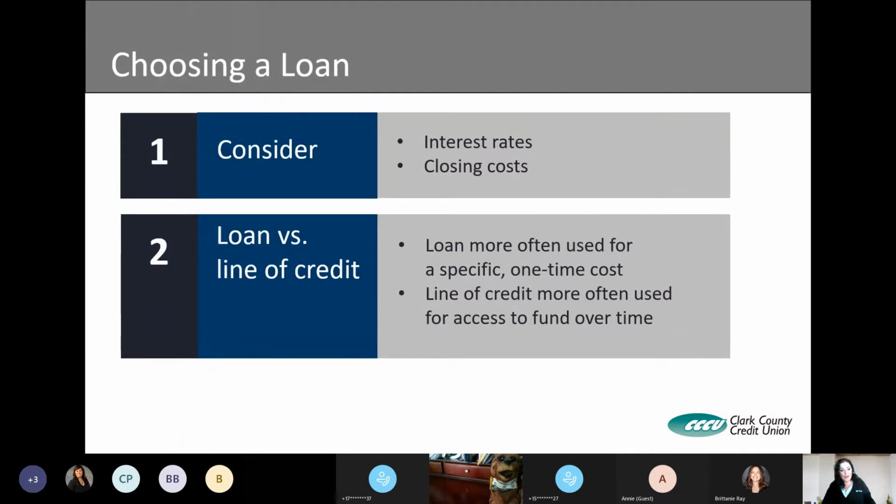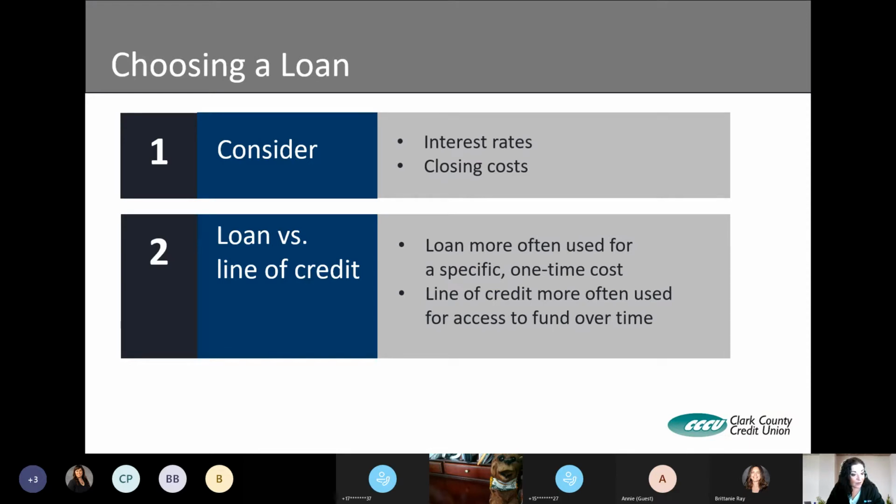Choosing a loan. Okay, so the loan versus the line of credit. There are differences in these loans. The interest rates are different and the closing costs are different. So the loan, the home equity loan, is again for a specific one-time cost. That would be a beneficial product for you to use if that in case is your situation.